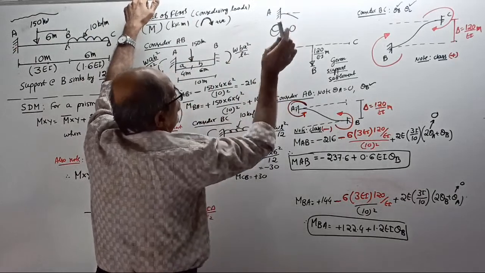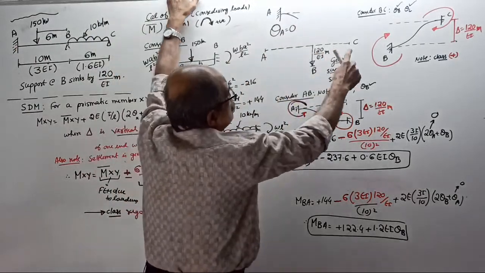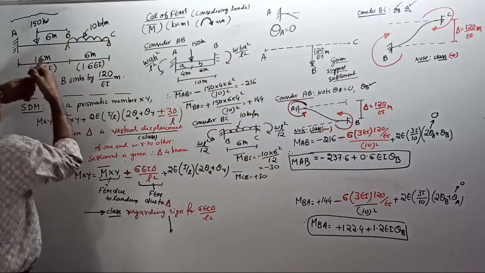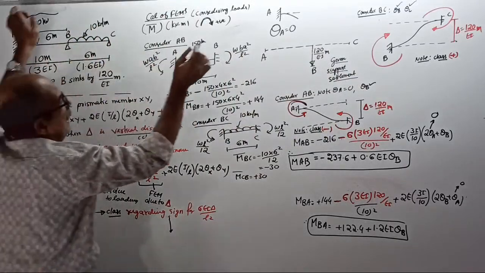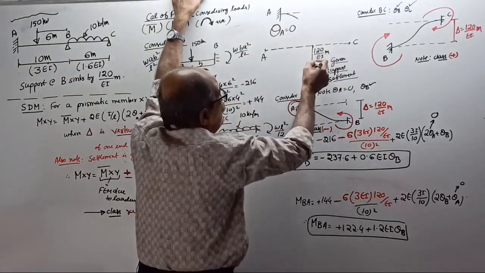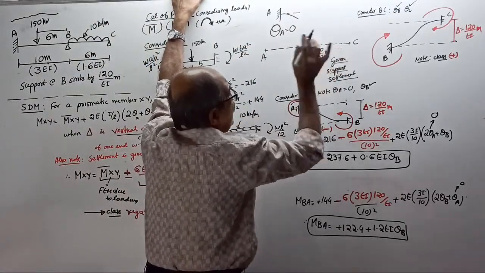Theta A is 0. Now write a sketch showing the support settlement. They told only support B sinks. So A will remain there only, C will remain there, B will sink by 120 by EI meter.